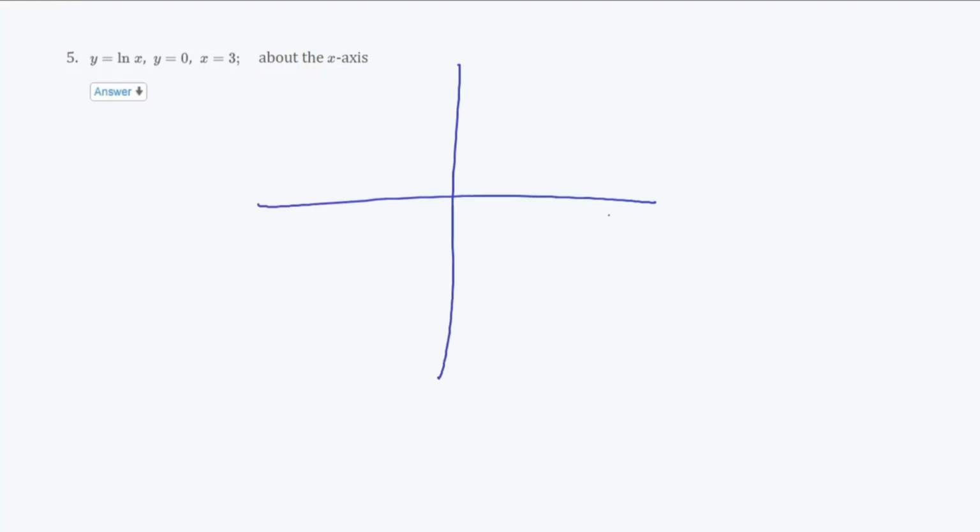Let's first set up a graph. So y equals 0 is going to be just the x-axis. x equals 3 is going to be a vertical line crossing the x-axis at 3. So it'd be something like this, let's say. Let's say 3 is right there. And then ln of x would be something like that. So ln of x would look something like that, and we would need to rotate this about the x-axis, in which it would just be this shaded region.